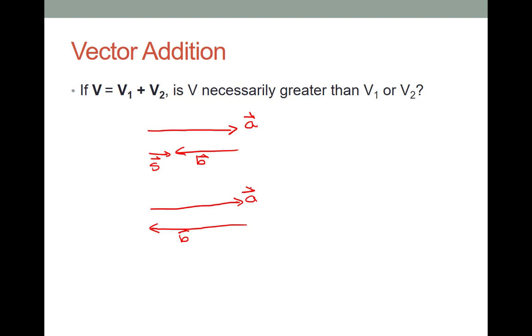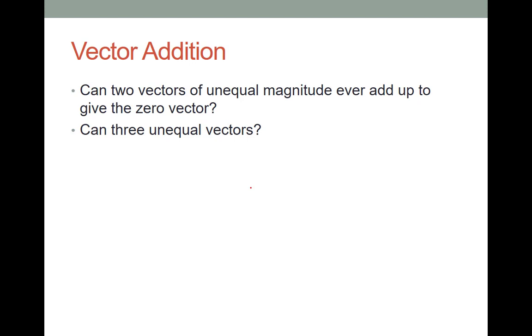So the next question, can two vectors of unequal magnitude, unequal length, ever add up to give a vector with a length of 0?